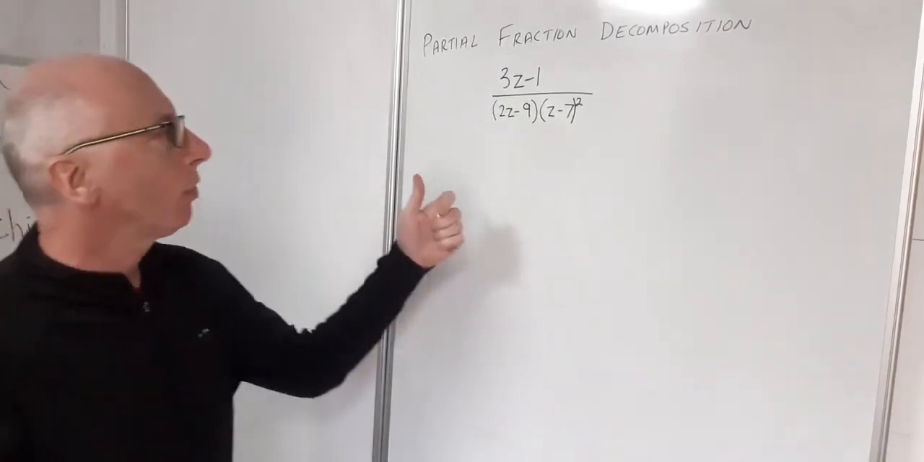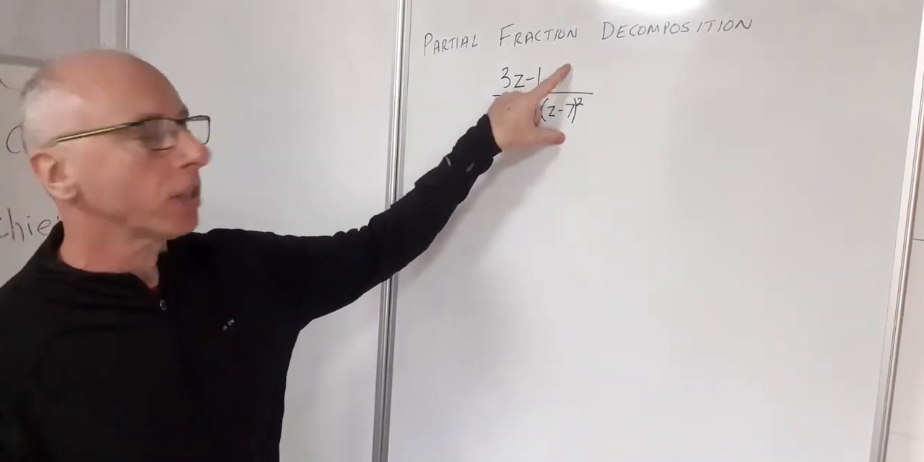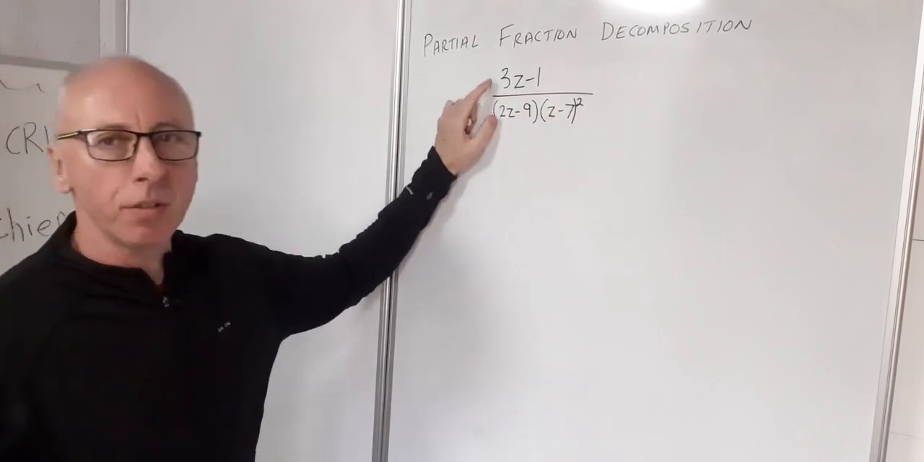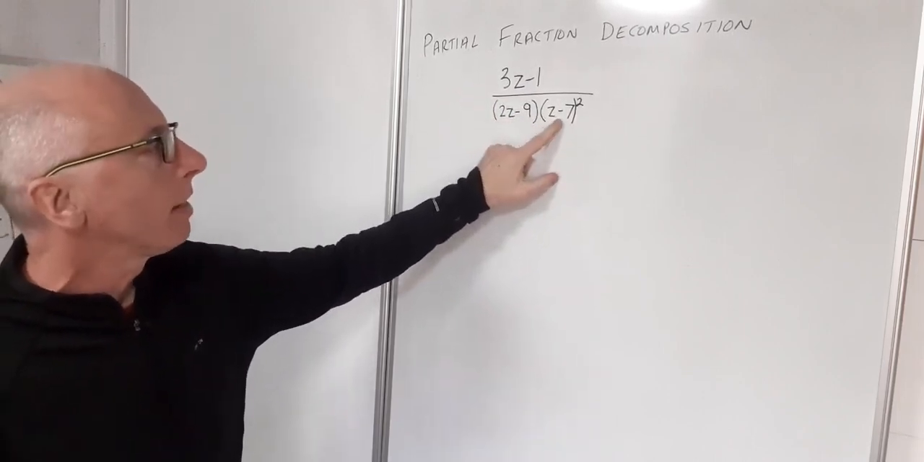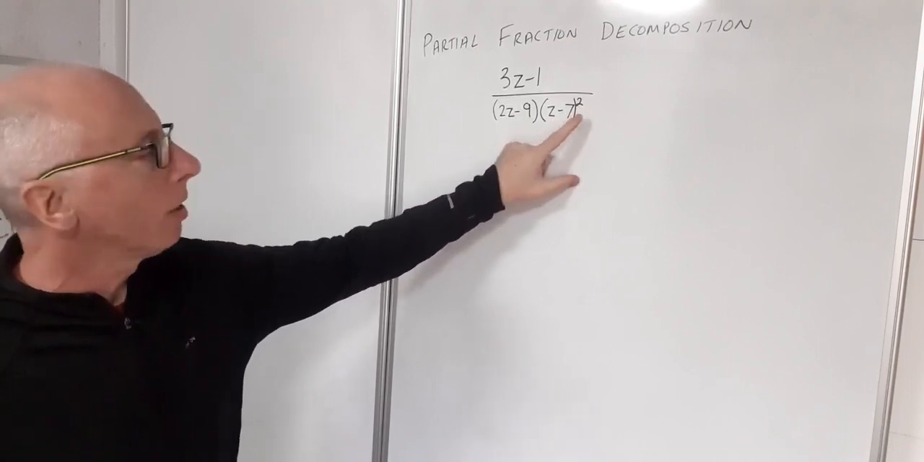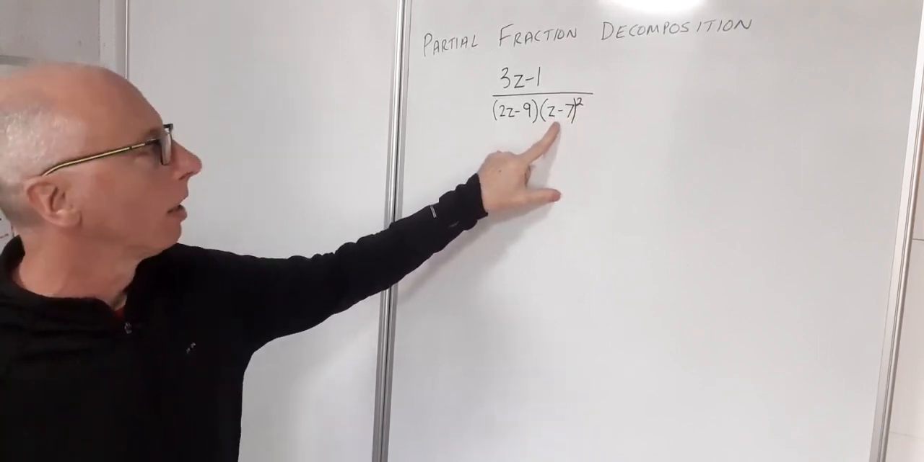So here I want to do partial fraction decomposition on this fraction here. Now we've got 3z minus 1 over 2z minus 9 and z minus 7 squared. So we've got a repeated factor here.